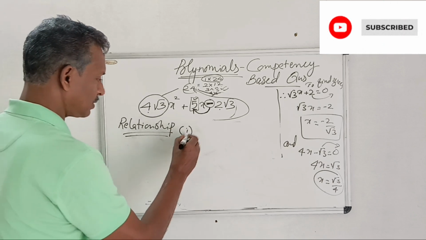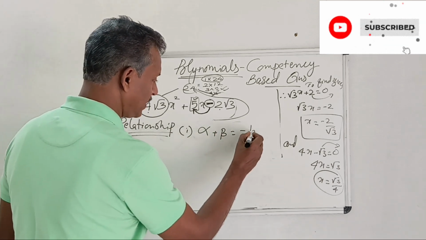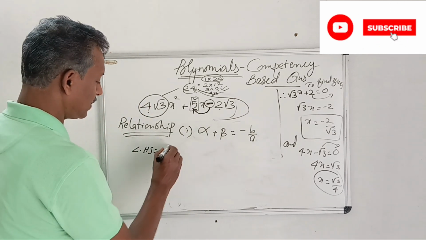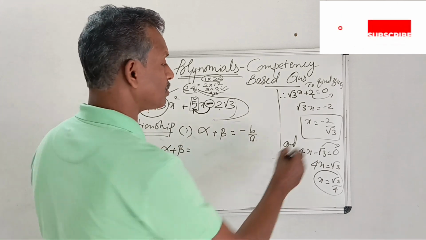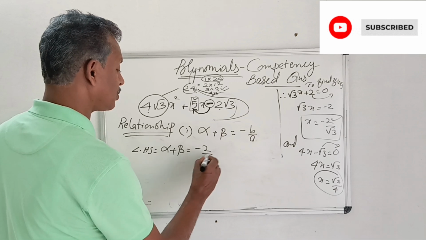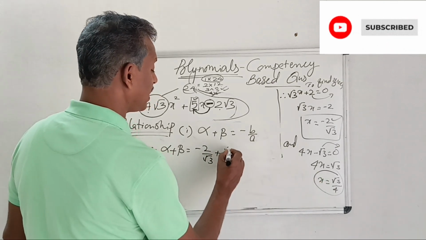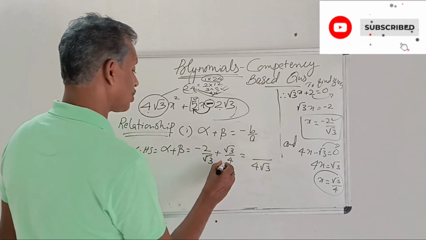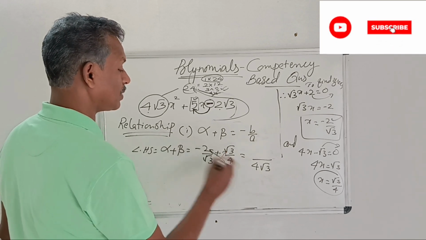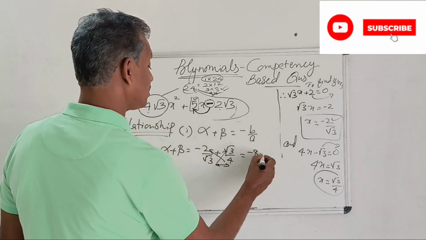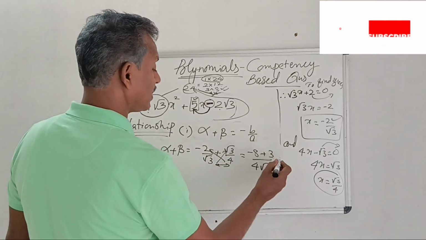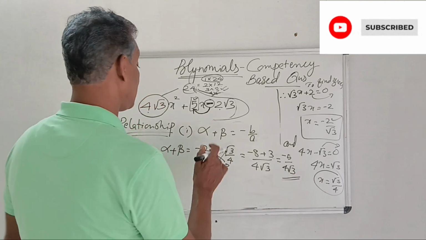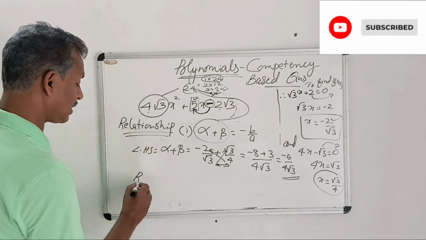The first relationship is alpha plus beta is equal to minus b by a. This is what we have to verify. Take the LHS of it. What is the LHS? Alpha plus beta. Alpha and beta are the given zeros. That is, the first zero is minus 2 by root 3 plus beta is root 3 by 4. You can take the LCM of root 3 and 4, you get 4 root 3 and cross multiply this. Multiply the denominator and cross multiply. You get minus 8 plus root 3 into root 3 is 3. You will get minus 5 by 4 root 3. So this is the LHS of alpha plus beta.